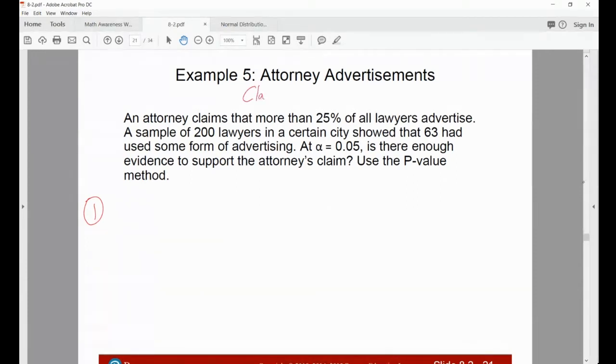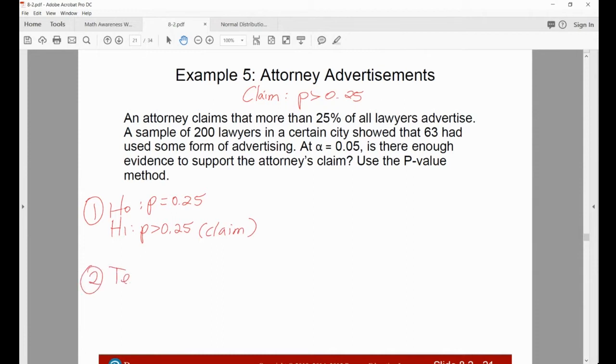So here, the claim is that the proportion is how? Less than, greater than, equal, not equal? It is more than, so greater than 0.25. So we're going to write it in the alternative hypothesis: P greater than 0.25. So the null hypothesis is P equal 0.25. So the claim is in the alternative hypothesis.